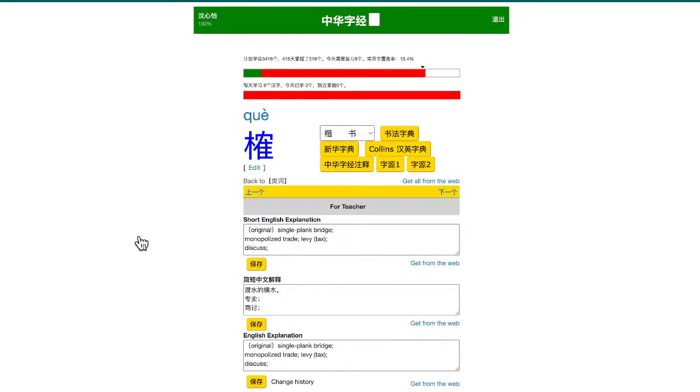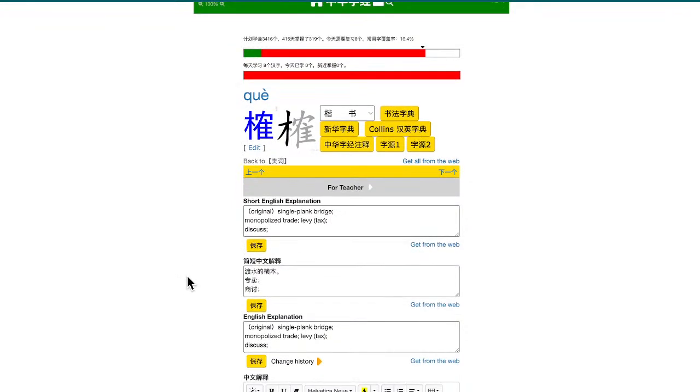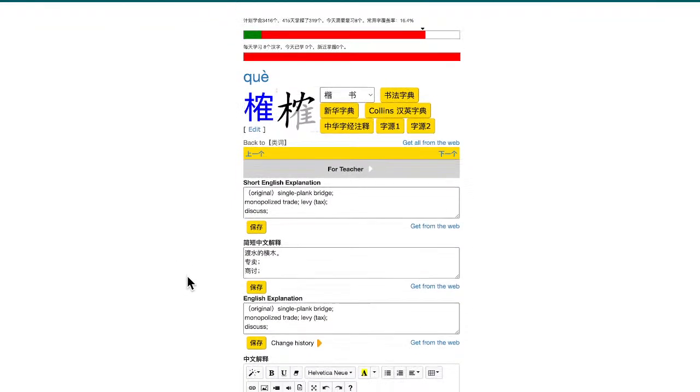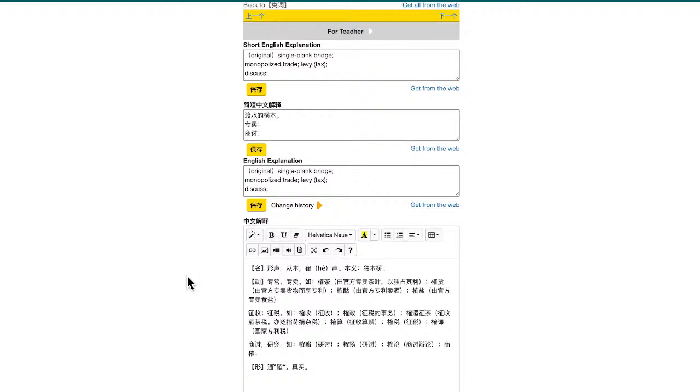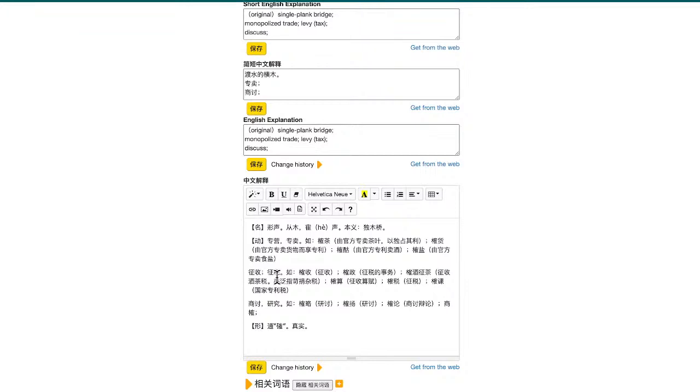Next one, 榷. Originally this means a single plank bridge. It's called a 独木桥. So this is a bridge made out of a single plank of wood. It's called 榷.